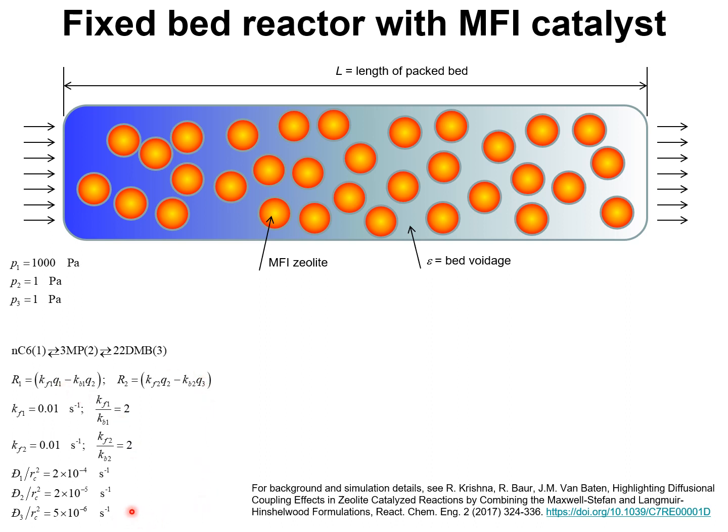Based on the information on intracrystalline diffusion coefficients I showed in the previous slide, the ratio of the Maxwell-Stefan diffusivity for normal hexane D1 divided by the square of the crystallite radius for MFI catalyst is taken to be 2 times 10⁻⁴ per second, and for 3MP it's 2 times 10⁻⁵ per second, and for 2,2-DMB it's 5 times 10⁻⁶ per second.